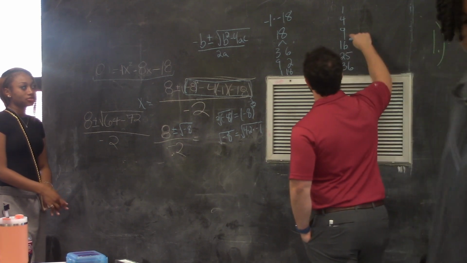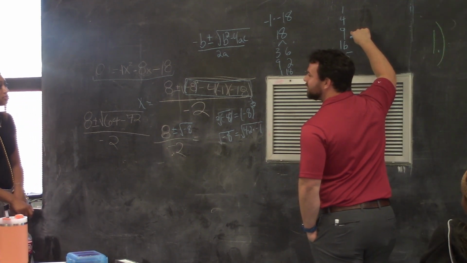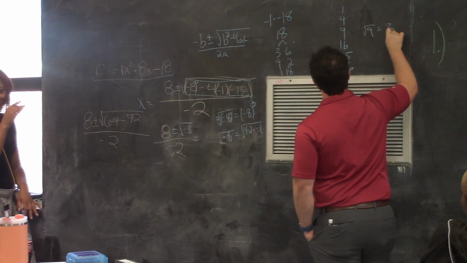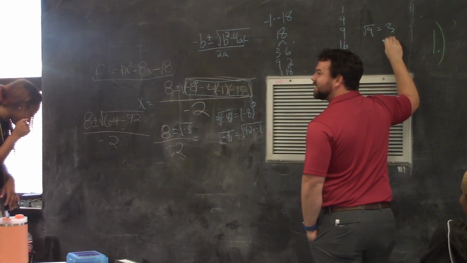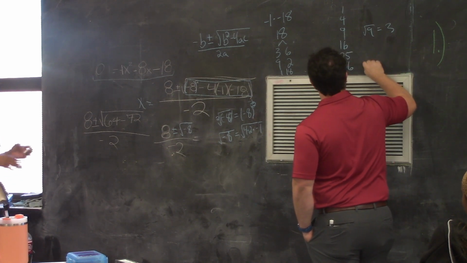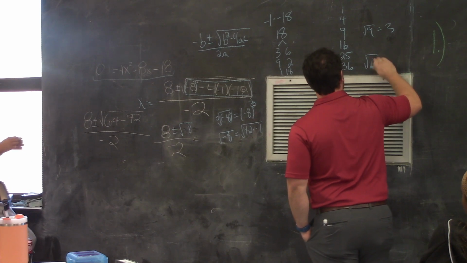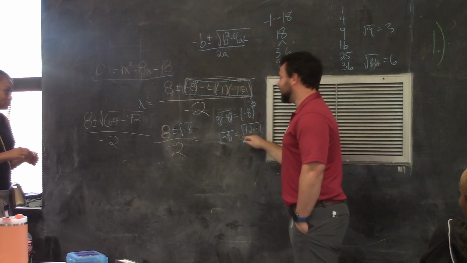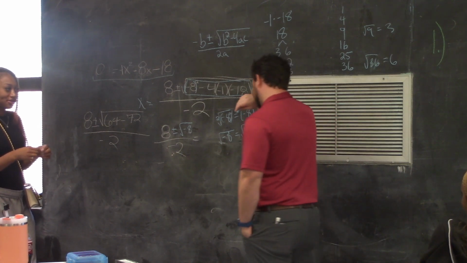Square root of 9 would be 3. Right? What was squared to get 9? 3. So the square root of 9 is 3. What would the square root of 36 be? 6. Right? Whatever factors you can easily take the square root of.